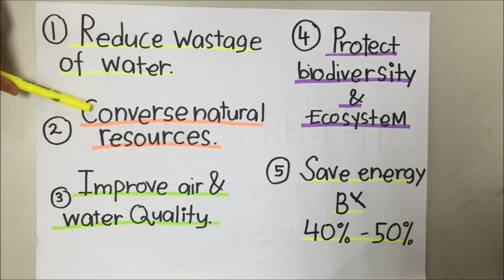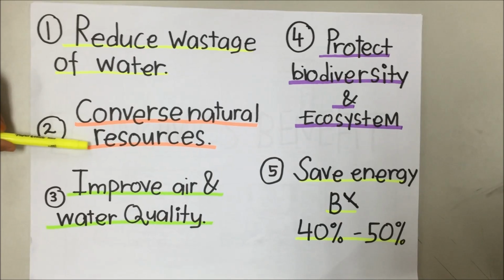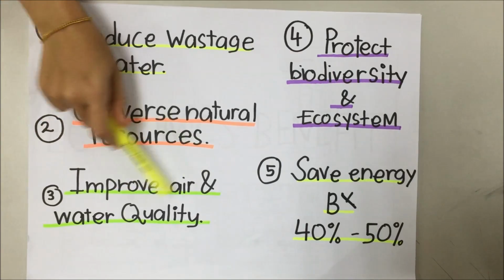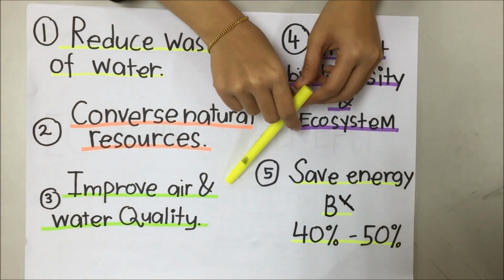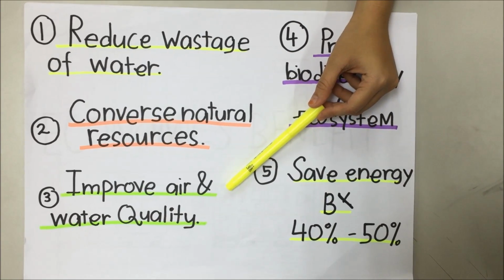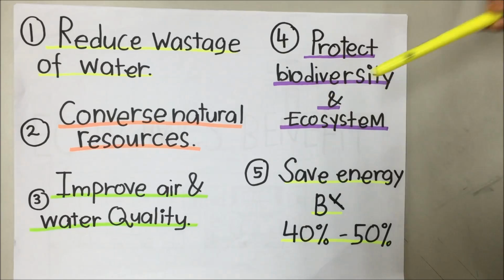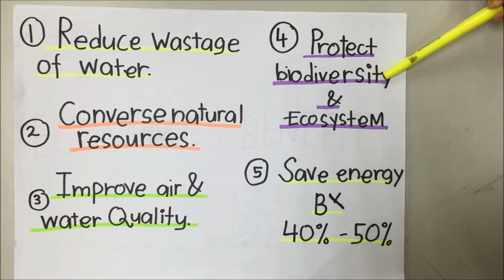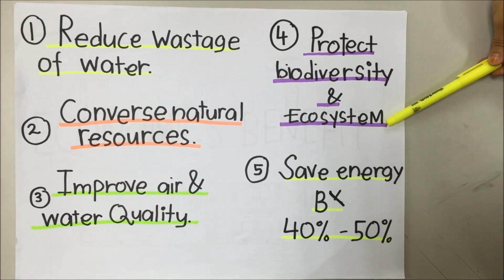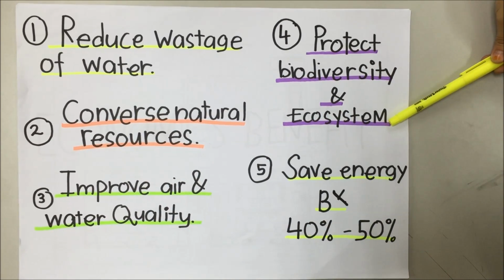Second, conserves the natural resources, capable of minimizing the depletion of the natural resources during its construction and operation. Next is improved air and water quality, able to have minimal impact on site and surroundings, for example, erosion control, stormwater management, pollution control, tree protection, and heat island control. Next is protecting biodiversity and ecosystem. They can protect it by minimizing pollution, for example, water pollution, air pollution, soil degradation, erosion, and solid waste.